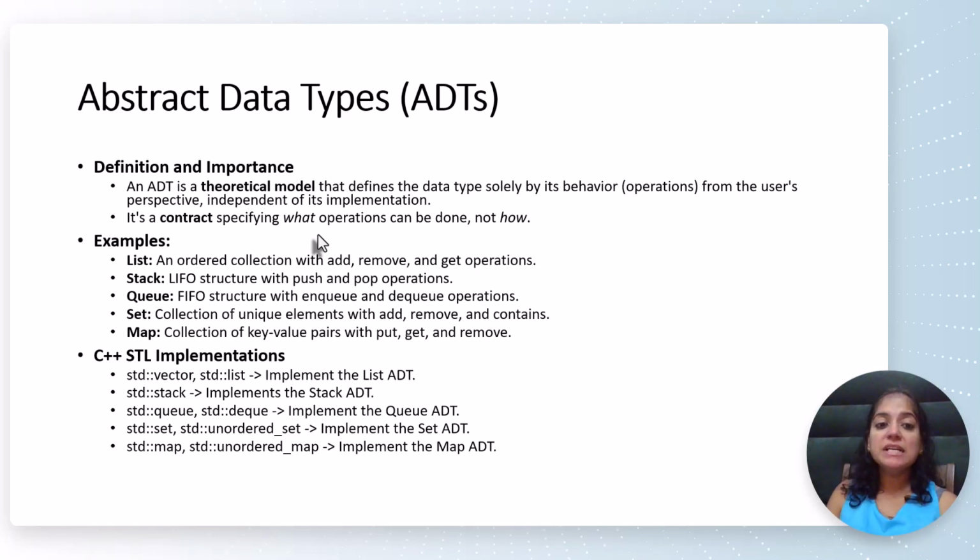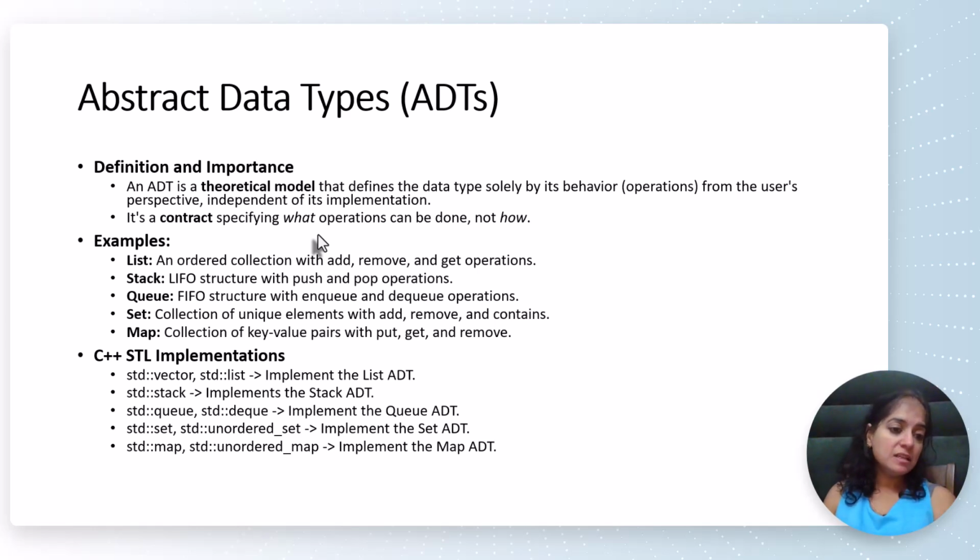For example, we have certain predefined abstract data types like list, stack, queue, set, and map. These are already defined, so we just use them. We just need to know what operations a list can perform, what operations the stack can perform, what operations the queue can perform, but we do not need to worry about how these operations are performed. That is the benefit of ADTs: if you have an ADT, you can directly use it without going into detail about how it is implemented.